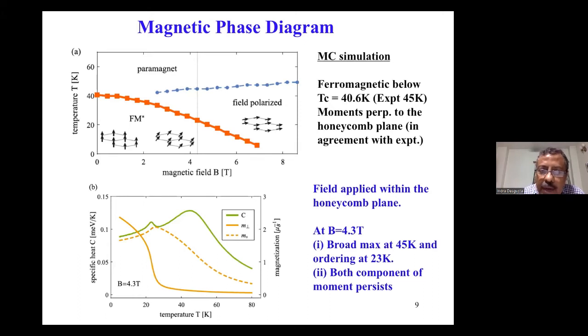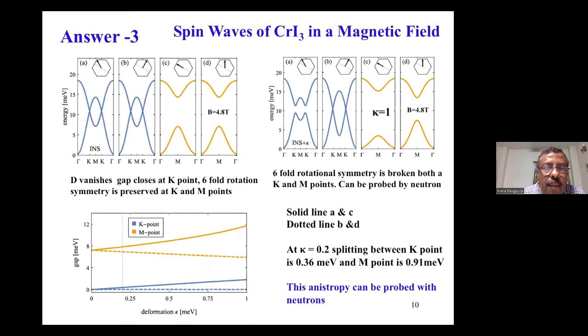With our parameters, we figure out that the sample is ferromagnetic below a TC of 40.6 Kelvin, which agrees pretty well with 45 Kelvin, at zero field, and the moments are found to be perpendicular to the honeycomb plane. As you apply a field, it takes a transition from a canted state to a fully polarized state. And this is the situation where you would like to look at the spin waves.